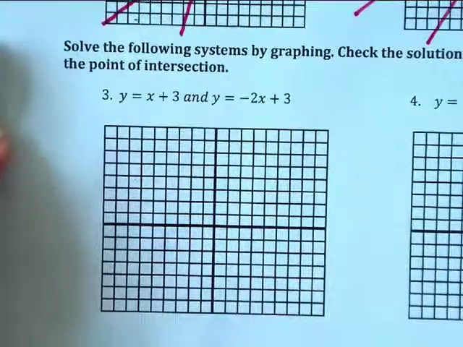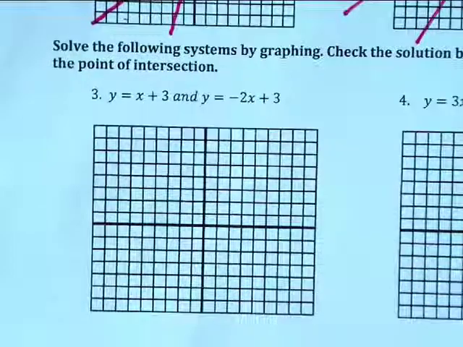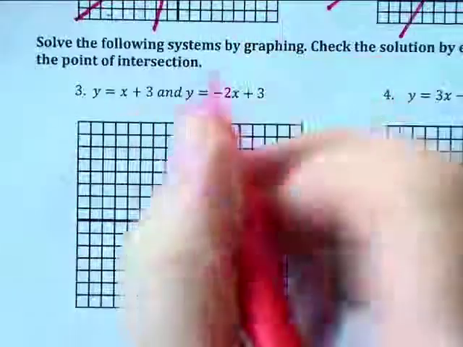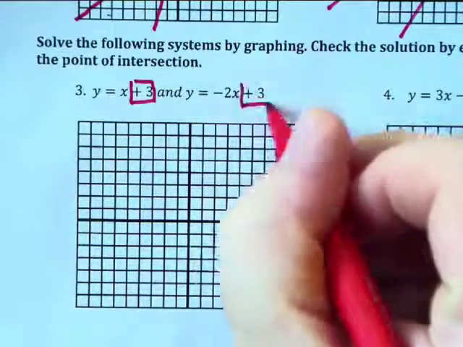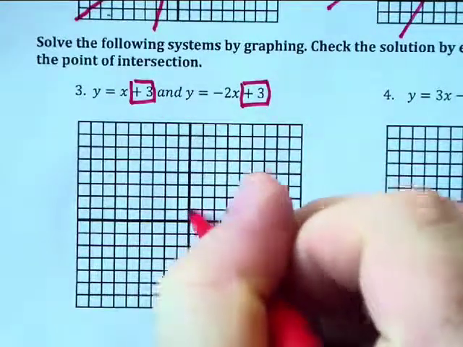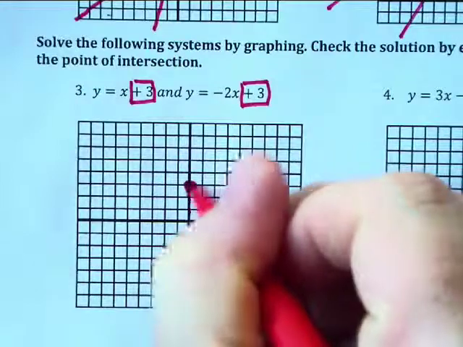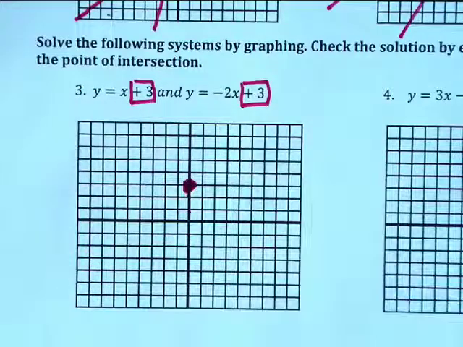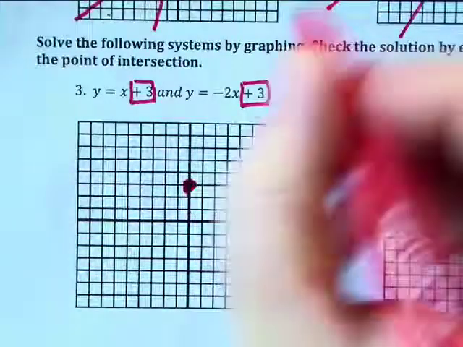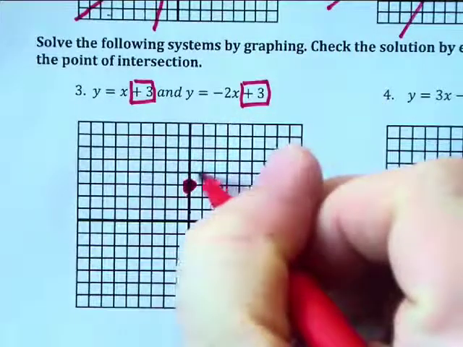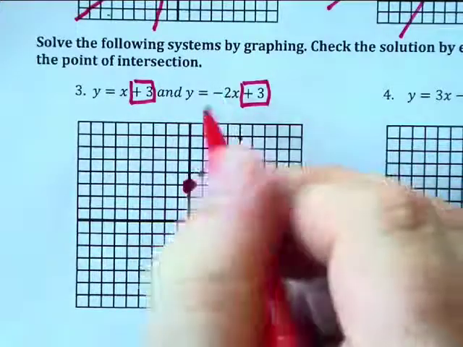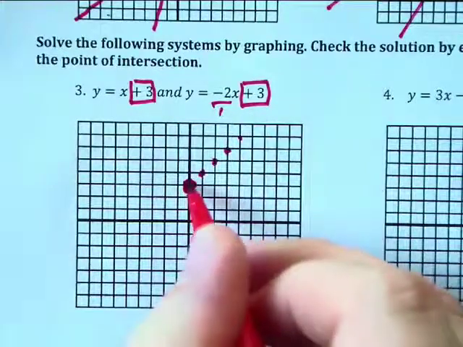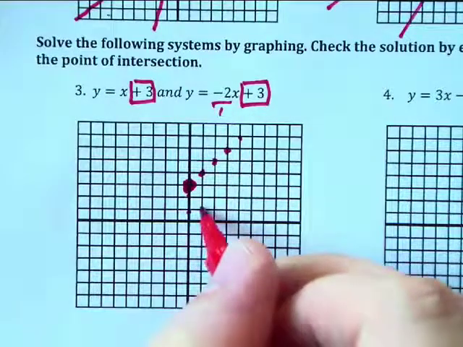Okay, this one, we need to solve it and then check the answer. Well, let's go ahead and solve, or graph them, excuse me, and then check the answer. So let's go ahead and graph them. They both have a y-intercept of +3, 1, 2, 3. So I can tell you right now that that point is where they're going to cross because they both touch that point. This one goes up 1 over 1. And so on. And this one goes down 2 over 1. So down 2 over 1.